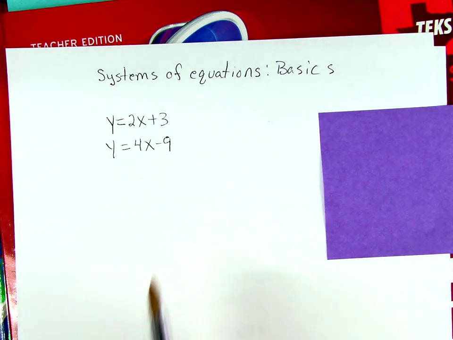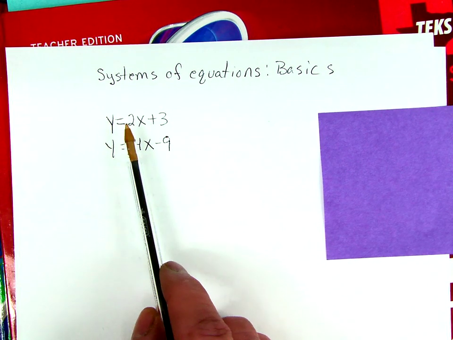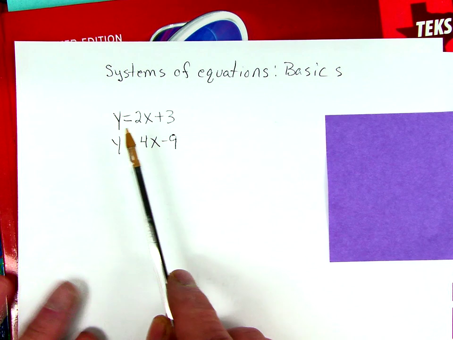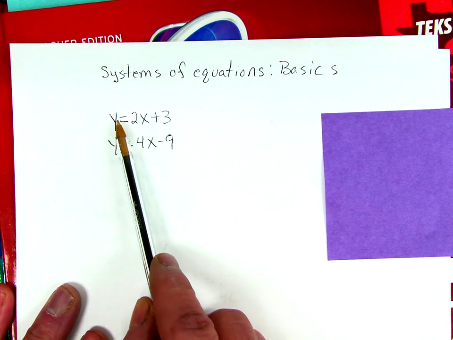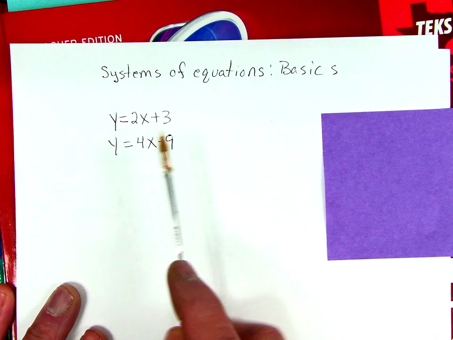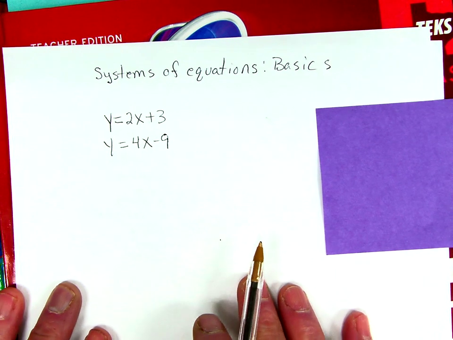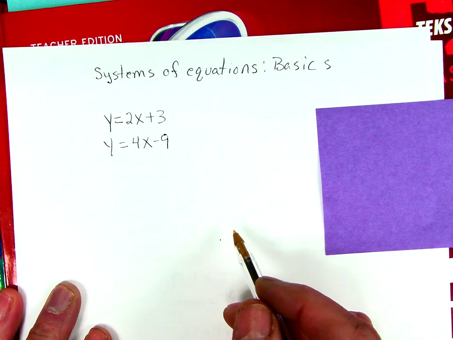Okay, today we're going to talk about some basics of systems of equations. There are multiple ways to solve systems of equations, so how will you know which method to choose? To begin with, I have two equations, and they both start out with y equals. This gives me a clue that I can use either graphing or the calculator, or I can solve them by hand.